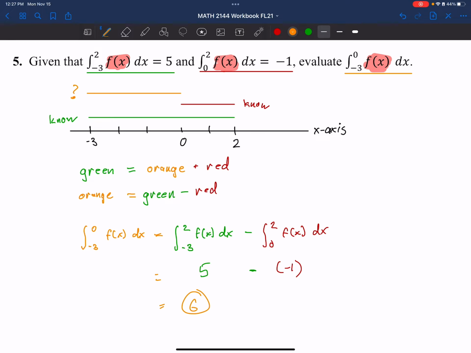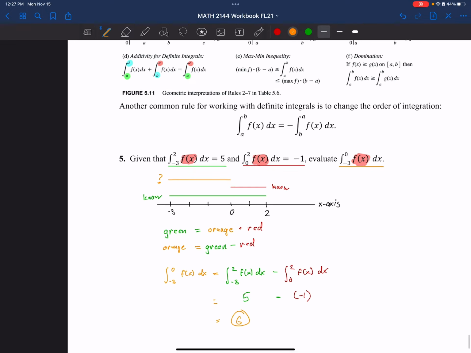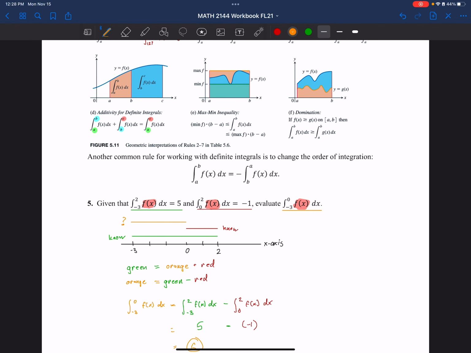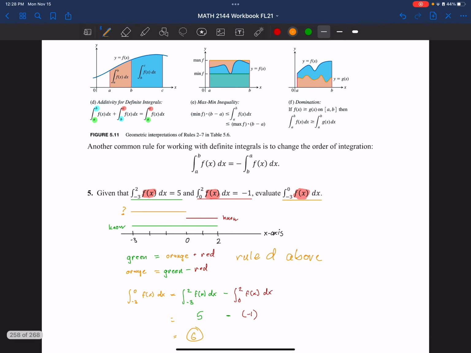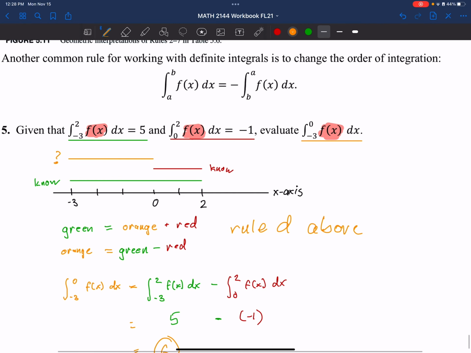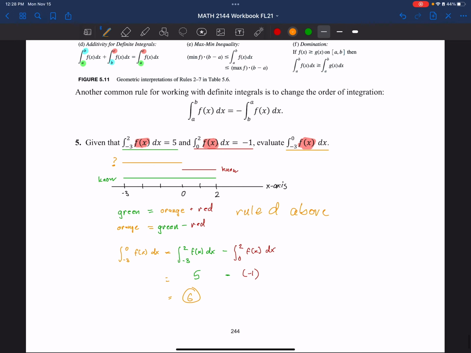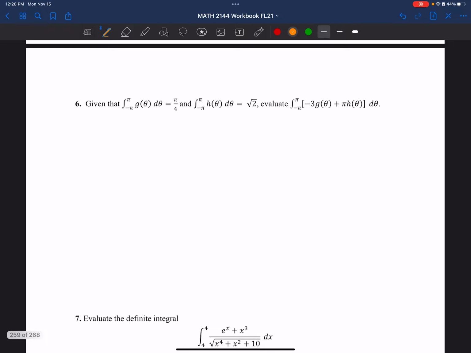Very good. But this is an illustration of rule D above. So this right here is rule D above, that you can add areas under the curve of the same function. Any questions on that one? Okay. So let's see what some other rules we have right here.